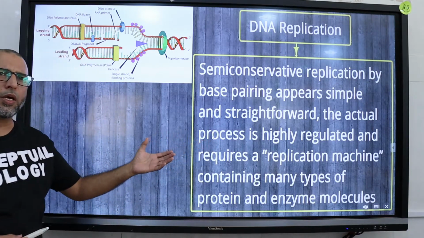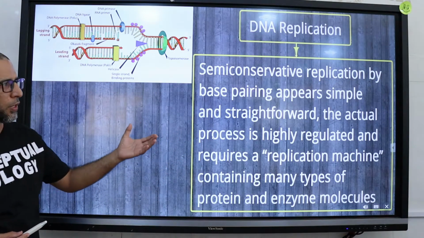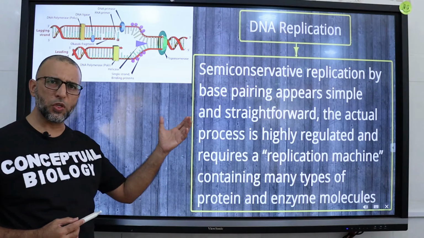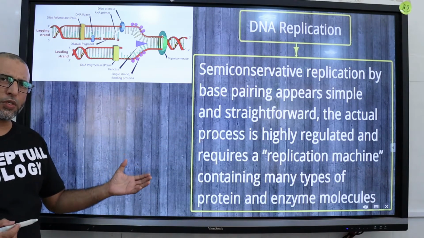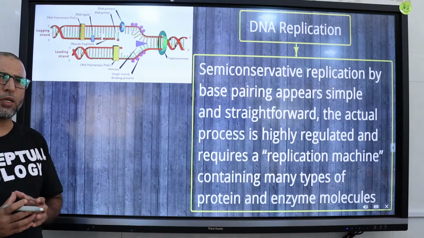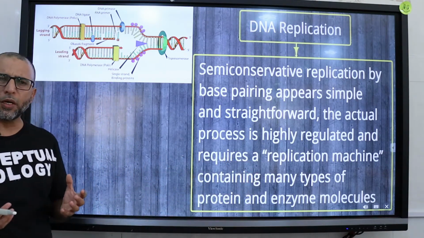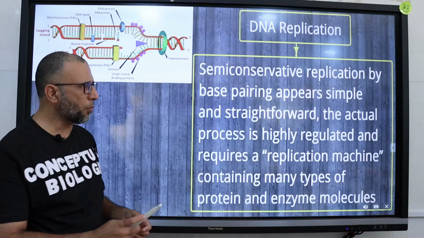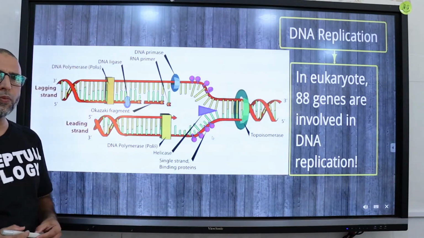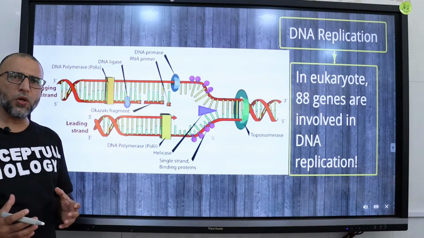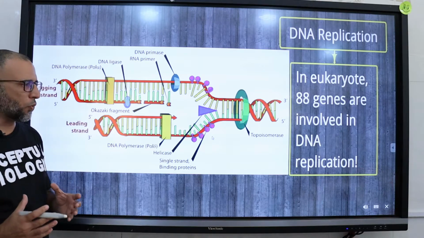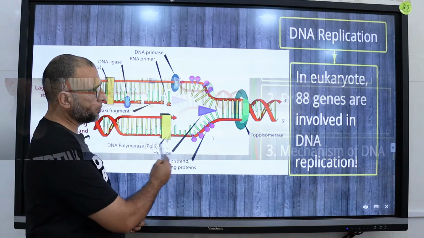Semi-conservative DNA replication by base pairing appears simple and straightforward. The actual process is highly regulated and requires a replication machine containing many types of protein and enzyme molecules. In eukaryotes, 88 genes are involved in DNA replication.